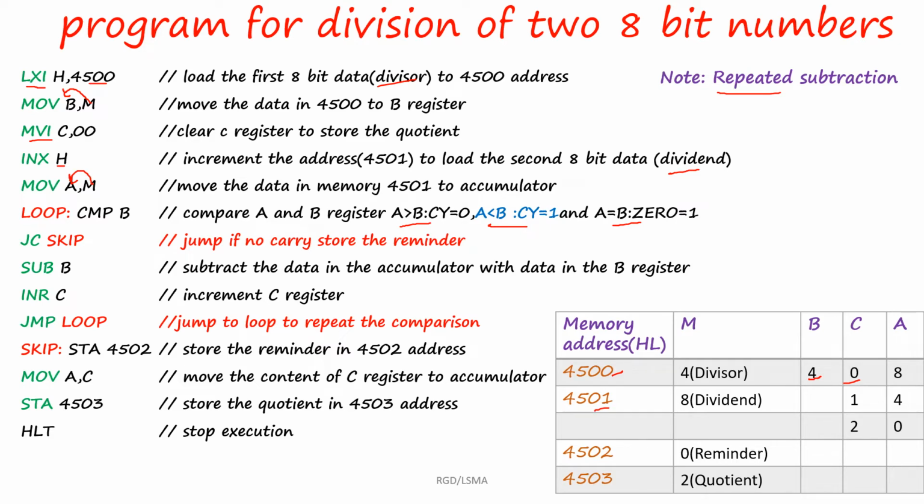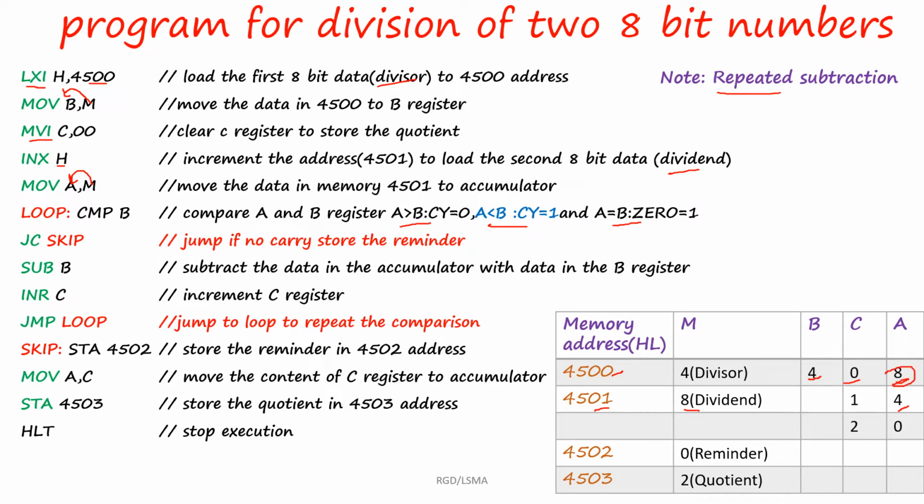In that, I'm going to load my second data. So the second data, which is available in memory 4501, is moved to the accumulator. What is the data available in 4501? It's nothing but 8. 8 is the second input data, that is the dividend. This I am going to move to the accumulator. So the accumulator has a value of 8 now.